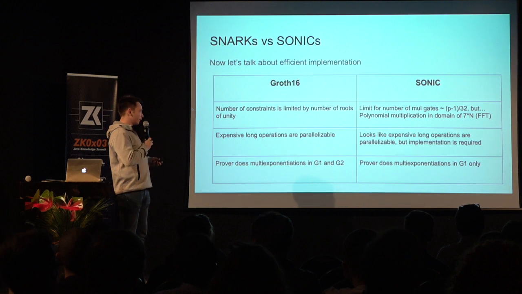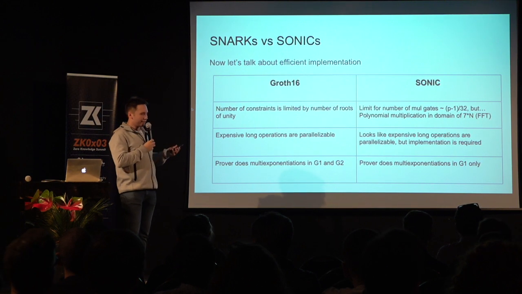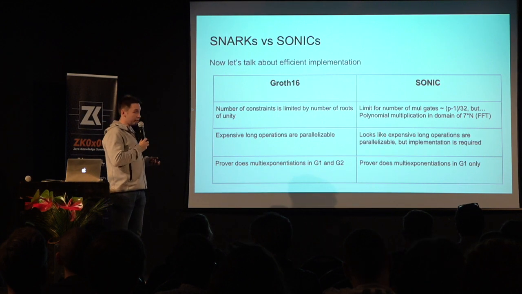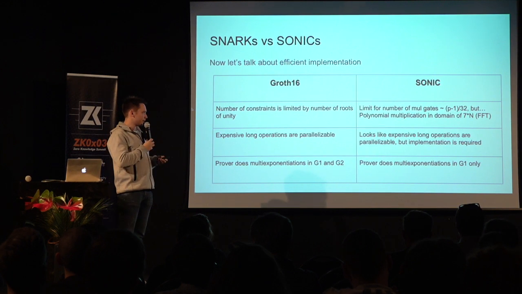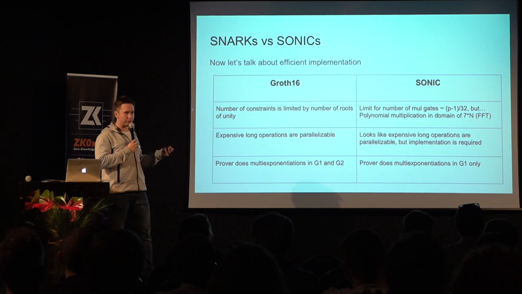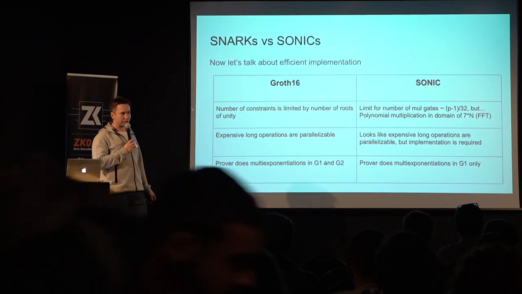With Sonic, operations are parallelizable, at least a large share of them. Maybe except for one, but it doesn't take a lot of time, as I tested. The prover implementation requires only multi-exponentiations in G1, which are usually like 4 or 5 times less expensive, which is potentially also good.